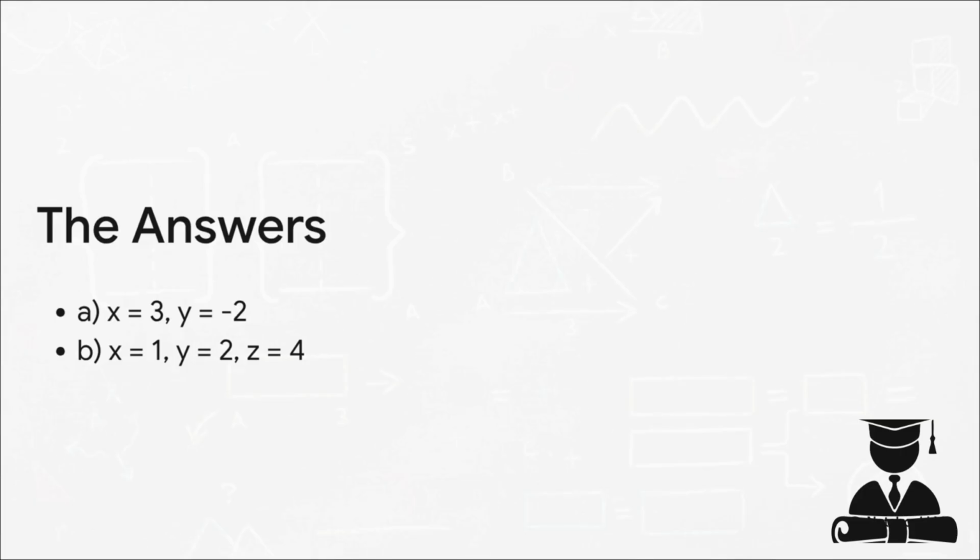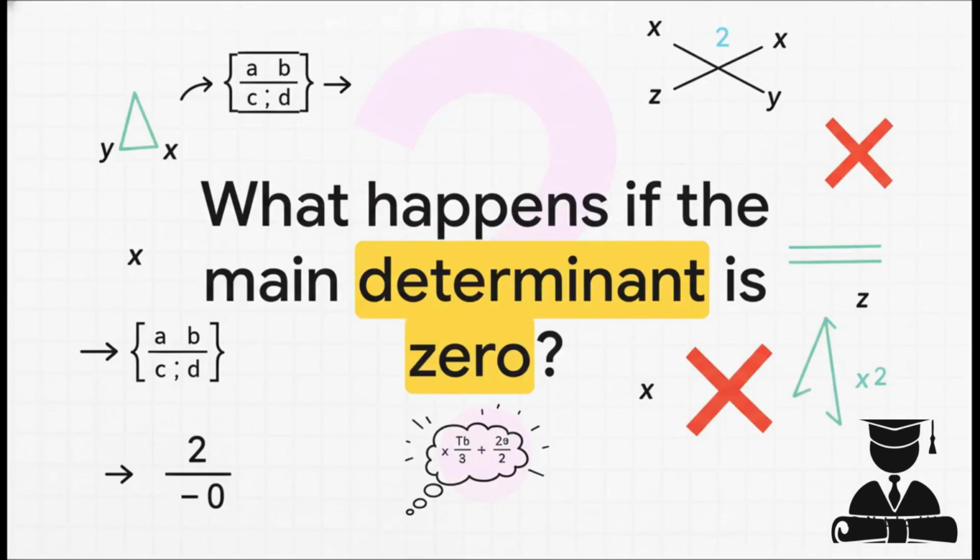So, how'd you do? And we'll finish up with a little something to think about. We've been dividing by that main determinant this whole time, right? But what happens if that determinant works out to be 0? I mean, you can't divide by 0, so what does that tell us about the equations themselves? Does it mean there's no solution? Or maybe something else entirely? That is a fantastic question to dig into next.